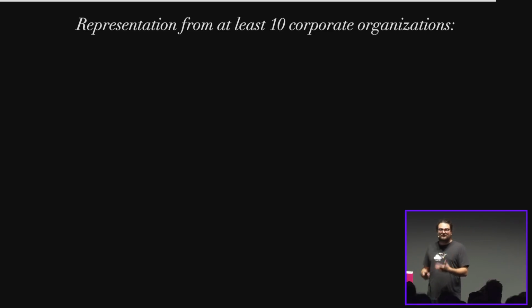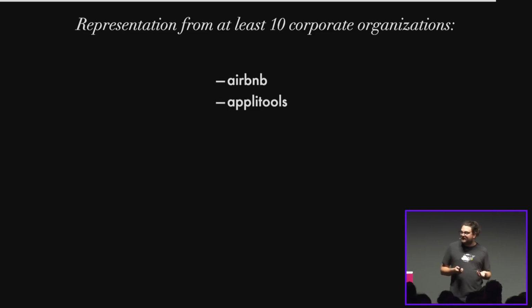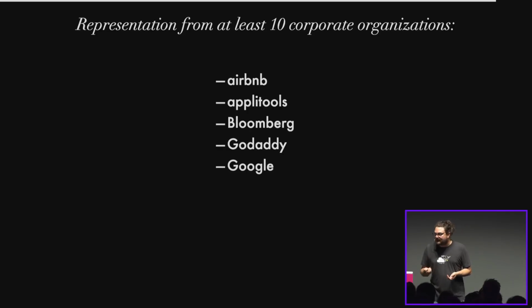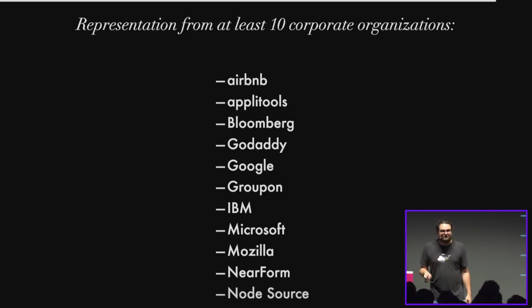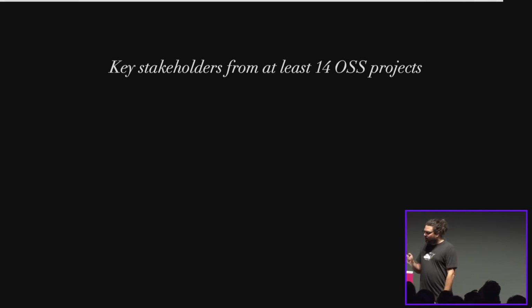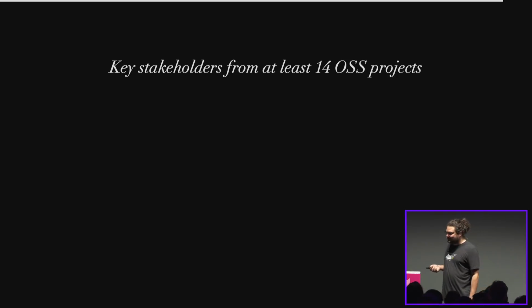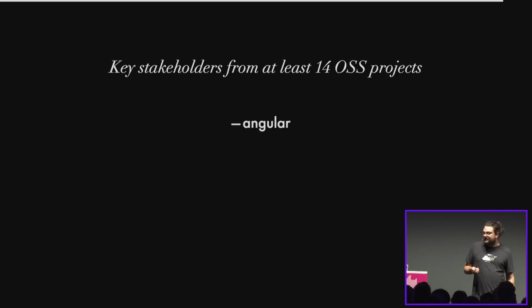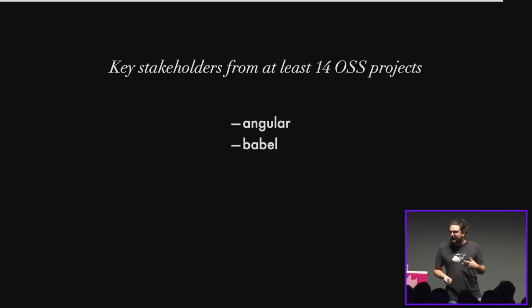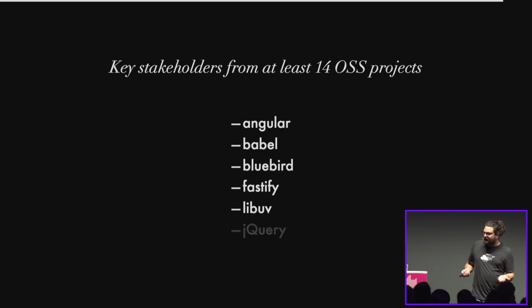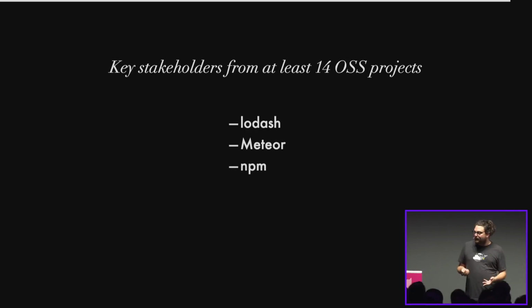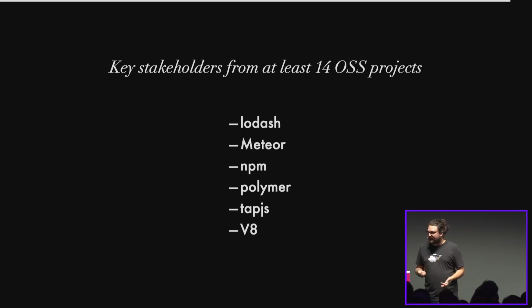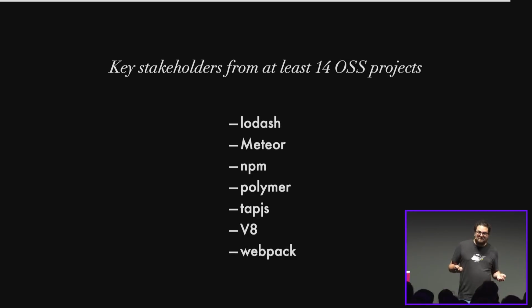We also have representation from 10 different corporate organizations, including Airbnb, Applet Tools, Bloomberg, GoDaddy, Google, Groupon, IBM, Microsoft, Mozilla, and Nearform. And NodeSource. I'm off by one on all of these. It's a big problem in technology. We have key stakeholders from at least 14 open source organizations and programming platforms you may know, such as Angular, Babel, Bluebird, Fastify, LibUV, jQuery, JSPM. We also have Lodash, Meteor, NPM, Polymer, Tap.js, and V8, and Webpack.